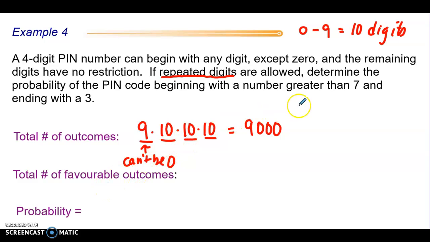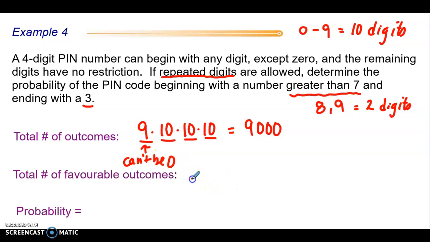We are looking for the favorable outcomes, and our favorable outcomes this time is we're looking for a PIN that begins with a number greater than 7 and ending with a 3. Greater than 7, that means we cannot have 7. It doesn't say greater than or equal to 7. It says greater than 7. So the only 2 possible digits we can have for that first digit is 8 or 9. There are 2 digits we can choose from. And our last digit must be a 3.